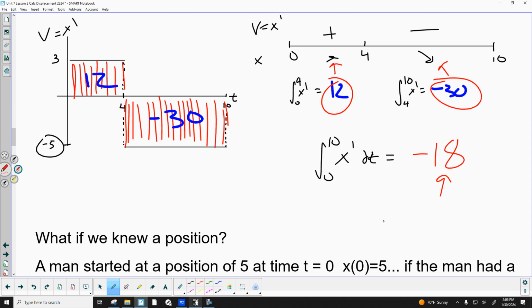If you put that into your calculator, what would you put into it? Well, because x prime changes, I'd have to split it up. I'd have to go 0 to 4 of 3, then 4 to 10 of -5, and just add those two numbers up. I can't put in just a specific derivative because it's piecewise. But you're going to see later, the equation will be given to you.